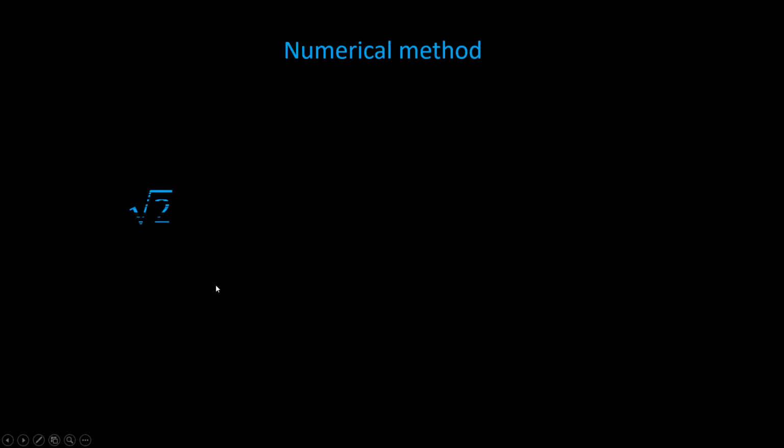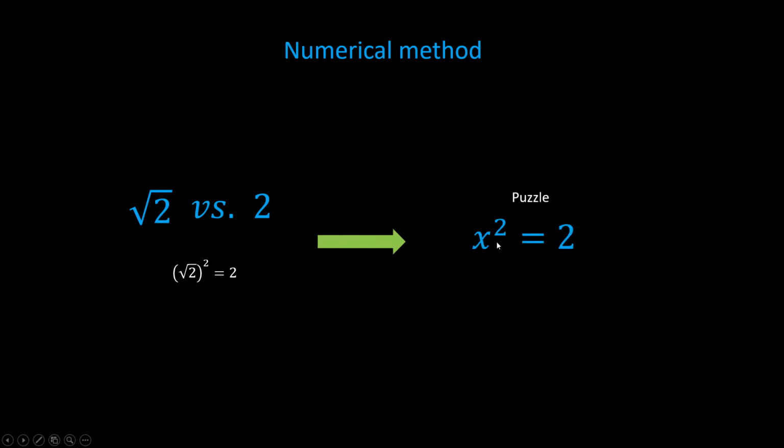If we compare the square root of 2 versus 2, here is the difference. 2 is a number, you know what it is. The square root of 2 is not a number yet, because you don't know what it is yet. It's a condition for this number to satisfy. That is, the square of it will give you 2. So when we use a numerical method to solve it, we transform this condition into a puzzle, saying which number when squared gives you 2. And a numerical method is guess and see if it works.